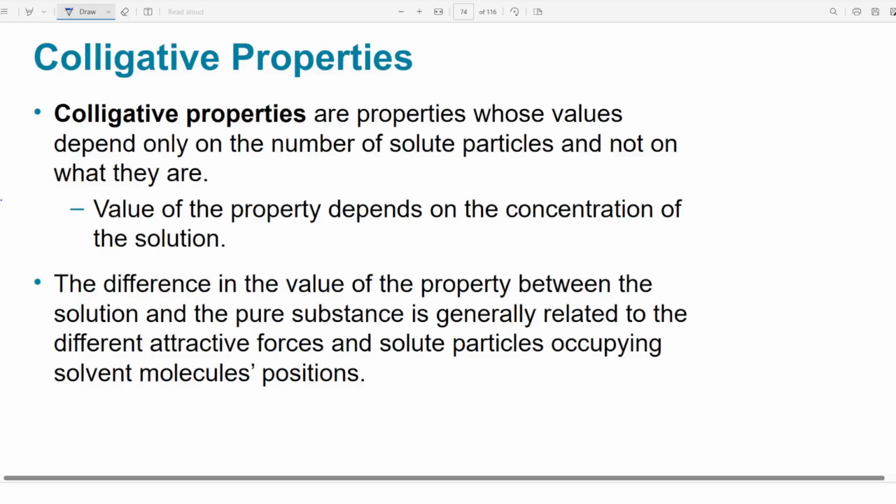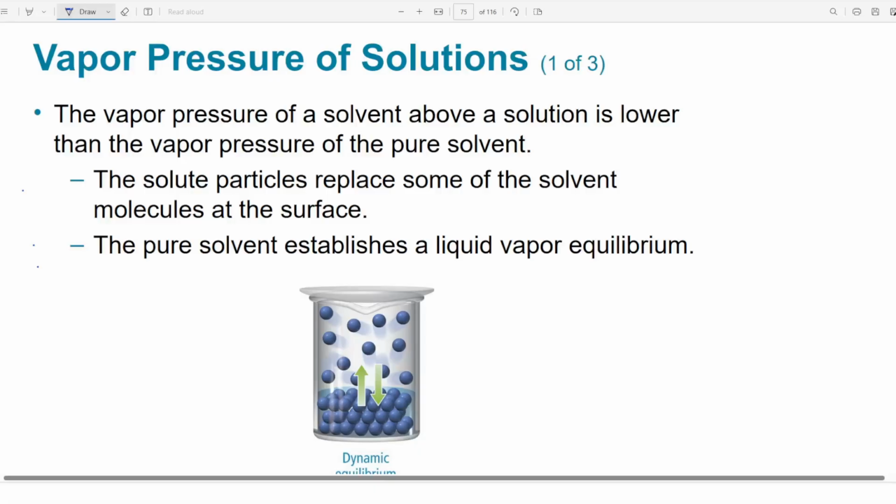Colligative properties are properties whose value depends only on the number of solute particles in a solution, in other words, on the concentration of the solution, and not really on what the particles are. One example of a colligative property is demonstrated by vapor pressure of solutions. The vapor pressure of a solvent above a solution is lower than the vapor pressure of the pure solvent because the solute particles replace some of the solvent molecules at the surface.